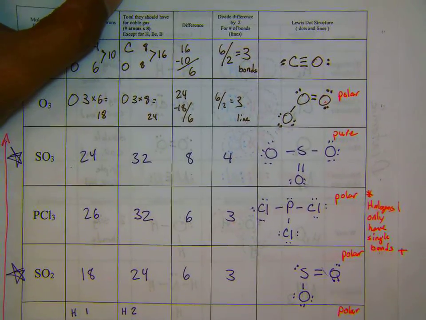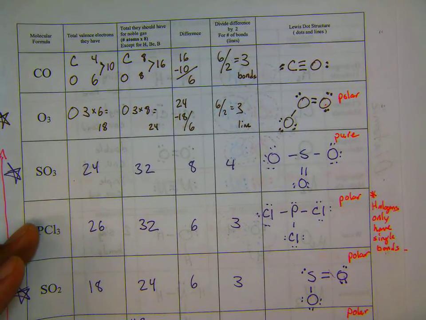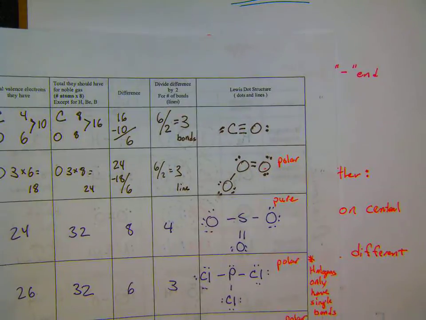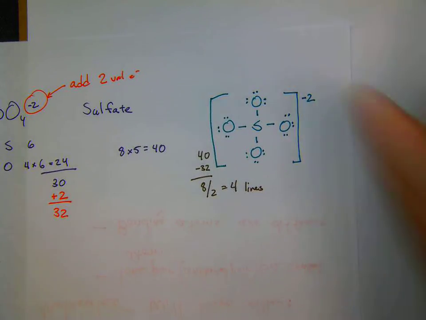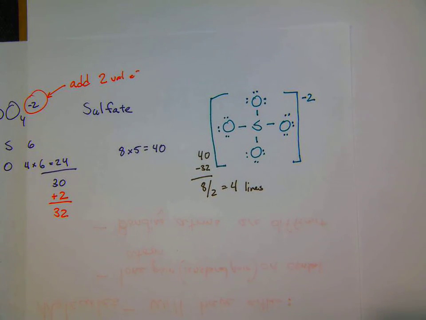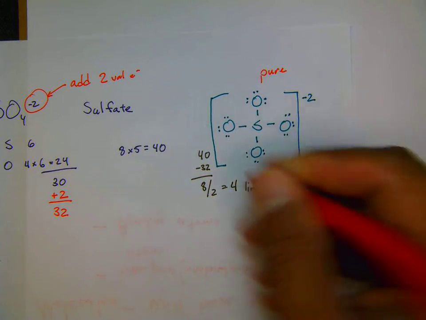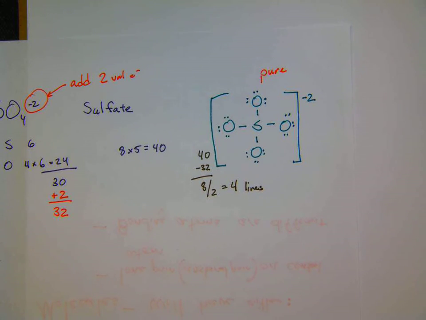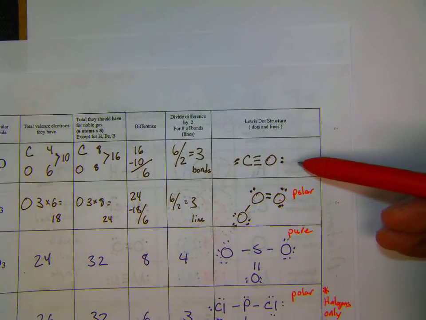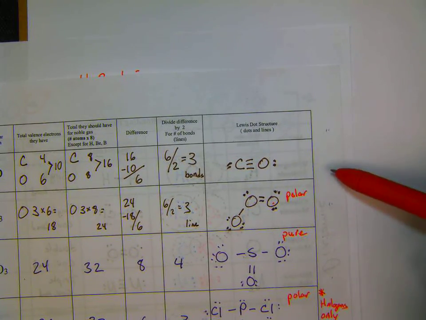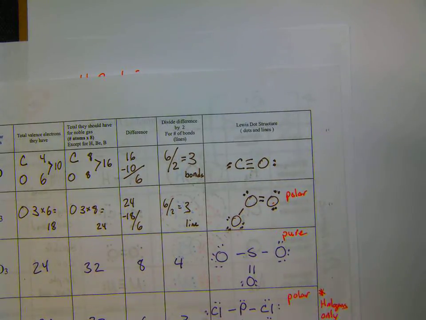Okay? Now, we've managed to do all of these. And SO4, what about SO4? Would you say SO4 is polar or pure? Does it have any dots on the central atom? No, so pure. And they're all the same, right? So SO4 is pure. All right, so we managed to do everything except for this first one. We managed to say whether it's polar or pure for everything except for this one. And why, again, can't we do this? Yeah, there's no central atom. So how do we tell if it's polar or pure if there is no central atom?